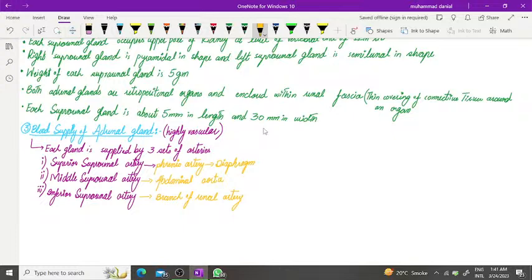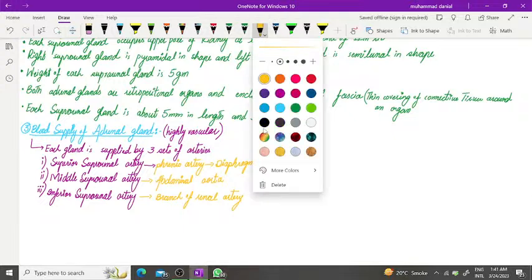So these are the three arteries going to supply the blood to the suprarenal glands: the superior suprarenal artery, middle suprarenal artery, and inferior suprarenal artery. The superior suprarenal artery is the branch of the pharynx artery, which supplies the diaphragm. The middle suprarenal artery is the branch of the abdominal aorta, and the inferior suprarenal artery is the branch of the renal artery. Now the next heading is relations of the suprarenal gland.